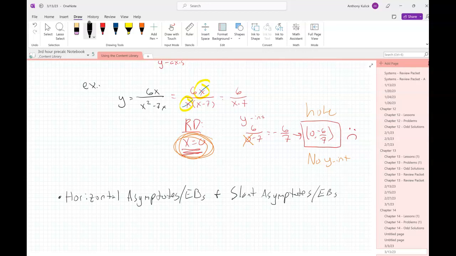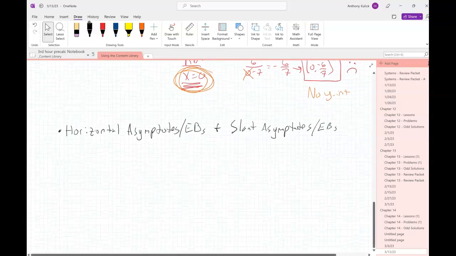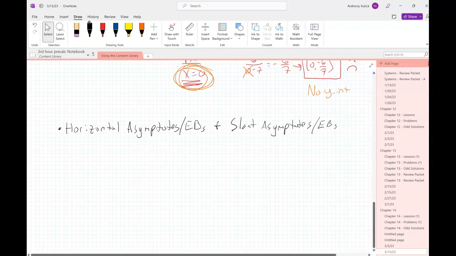All right. So this is, I think, the trickiest thing here in talking about the attributes for the graphs of rational functions: being able to pick out what the horizontal asymptote or end behavior and slant asymptote or end behavior is.